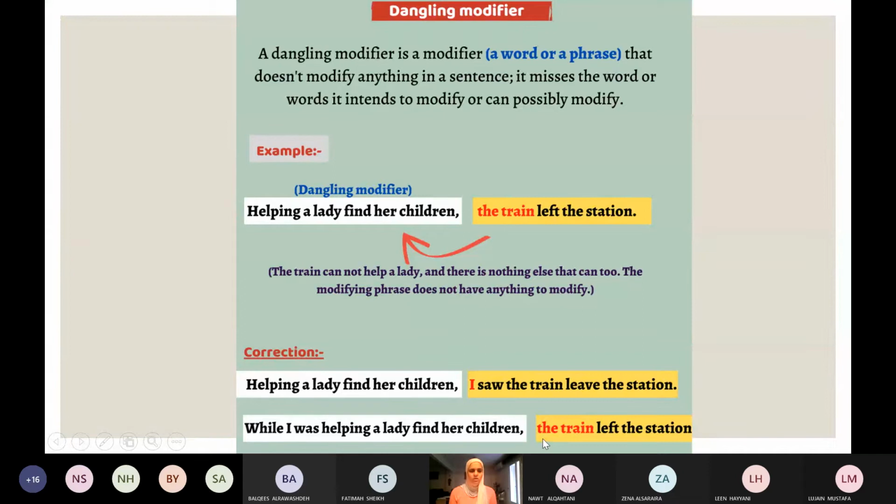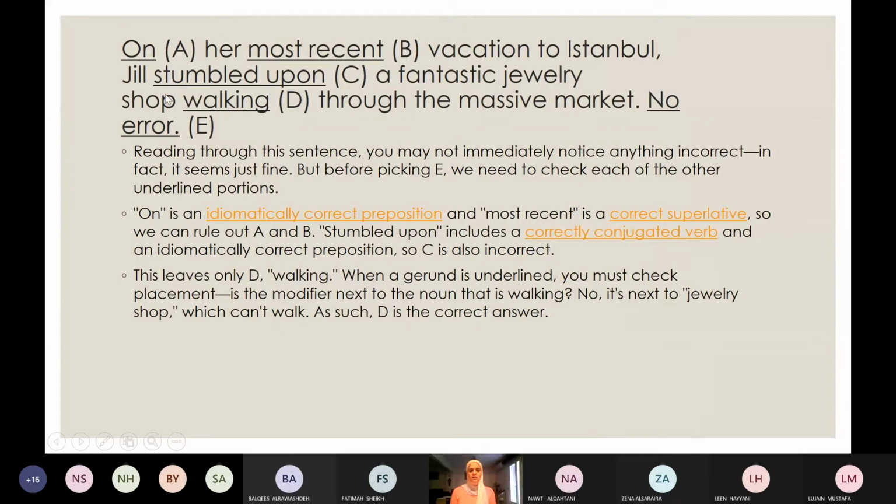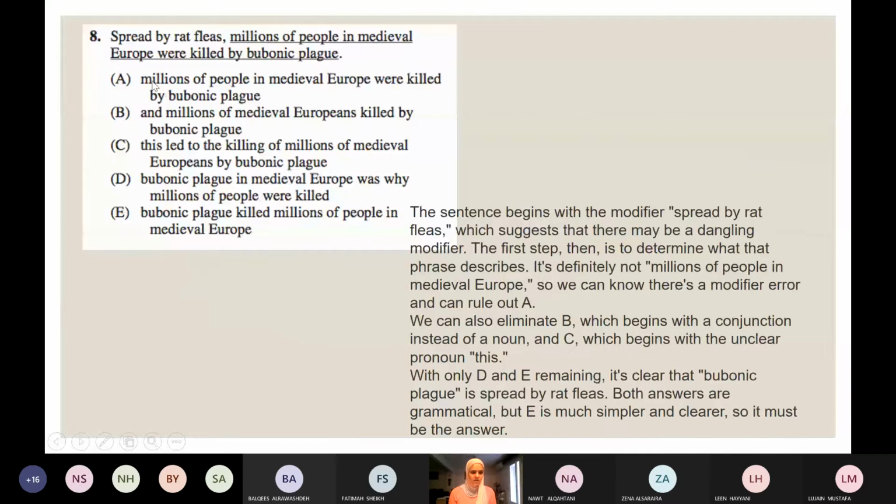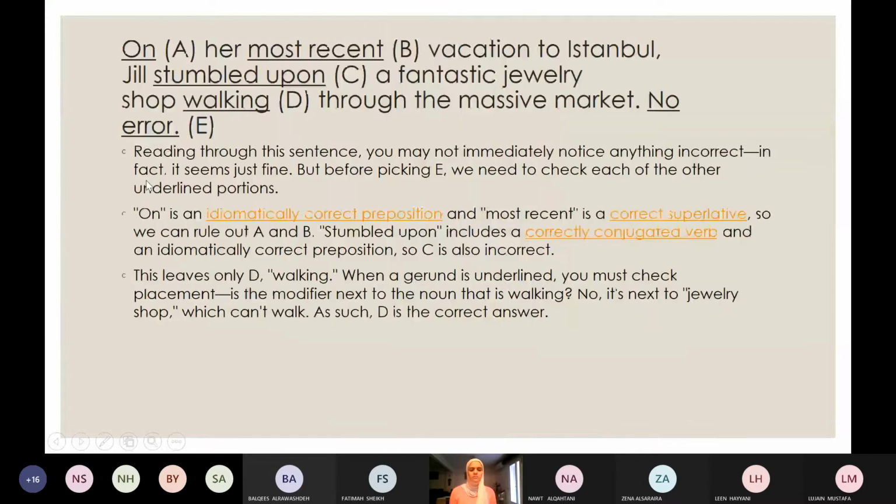So let's check this one. Let's check this sentence. And this is how the old SAT used to get its questions. They underline it differently than now. Now they make it like that, and ask you to choose like that. The old SAT was like this.